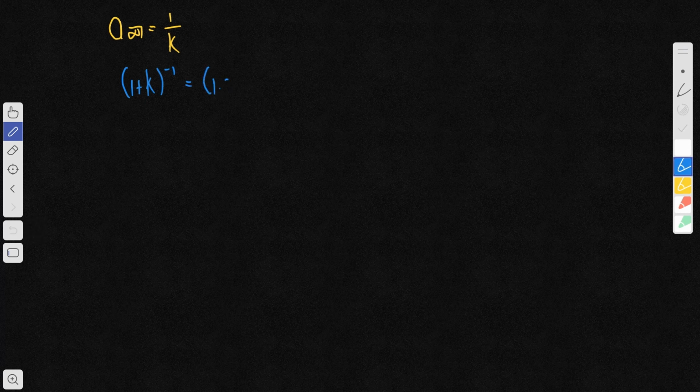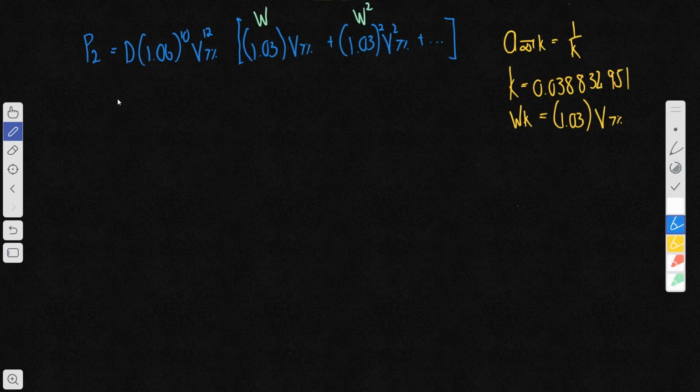will equal 1.03 multiplied by 1.07, which is our interest rate, to the power minus 1. If you simplify this, k is equal to 1.07 over 1.03 minus 1, and that is 0.03888 etc. So now it's just a matter of simply plugging in the numbers.